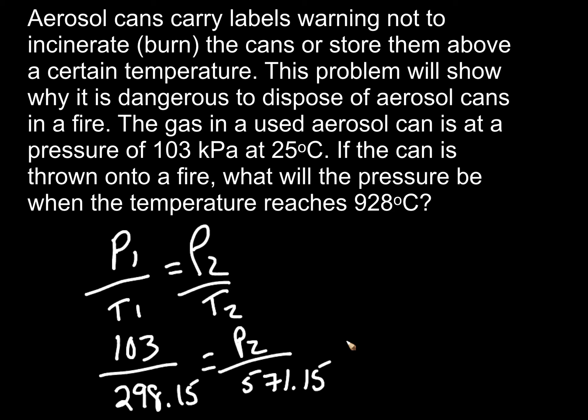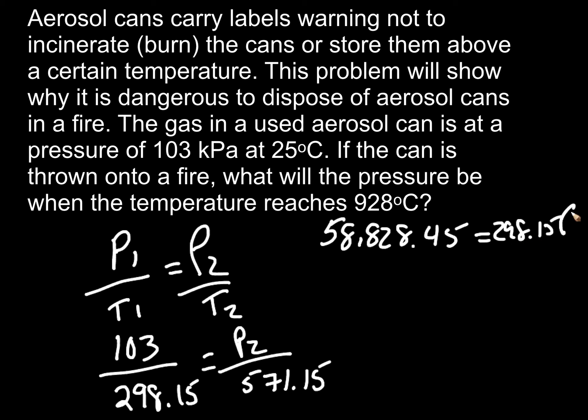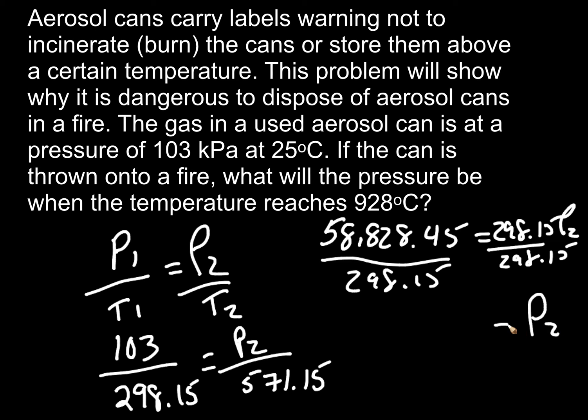So 571.15 times 103, and we get 58,828.45 equals 298.15 P2. So we divide by 298.15 on both sides, and we should get 197.31 kPa.